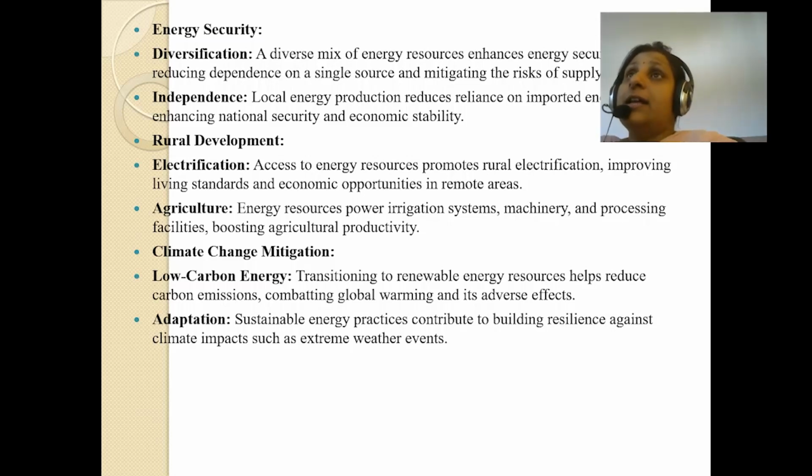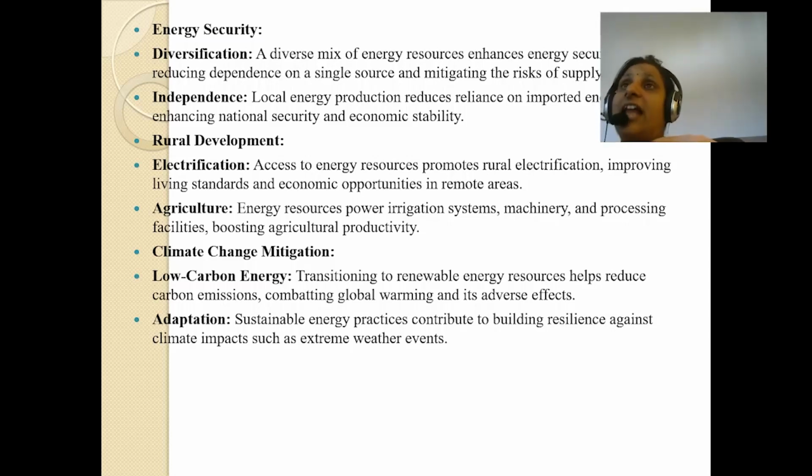it is also important. A diverse mix of energy resources enhances energy security by reducing dependence on a single source and mitigating the risk of supply disruption. If we have a diverse mix of energy resources, for example with cars, we have electric cars, we have petrol, we have diesel, we have three options. Why is it so? Because if all the cars are petrol only, then only one energy source is needed, that is petrol. And if it is not made available, then everything will be disrupted. So we have an alternative, we can have a diesel car, we can have an electric car. So if we have a problem, we can use anything.